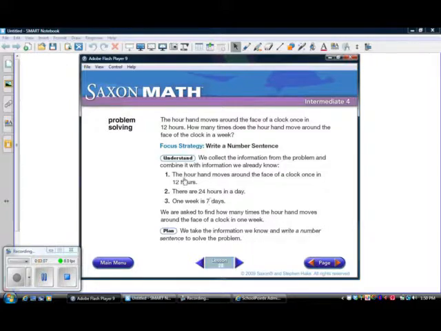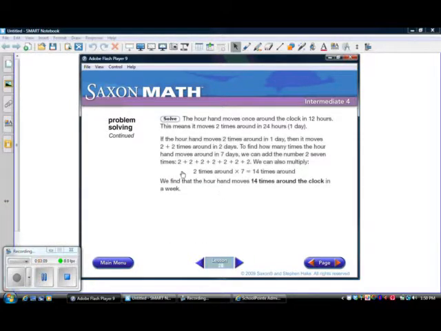This is going through the whole thing that we just thought about. And you can see 2 times per day, and they wrote that down 7 times. And a quicker way would just be to say 2 times 7 equals 14 times around the clock.